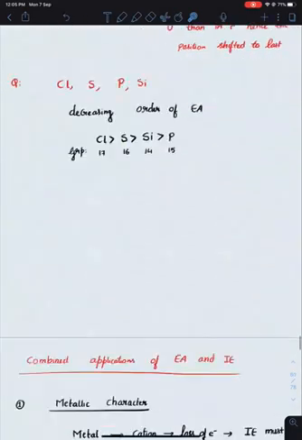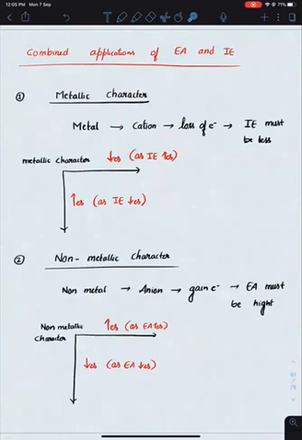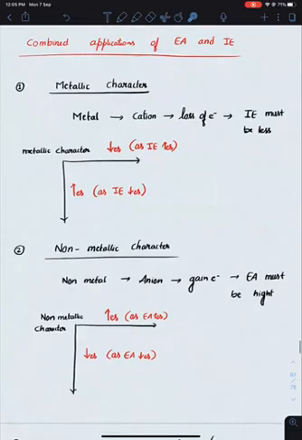Then we have seen combined applications of electron affinity and ionization energy. What is meant by a metal? A metal is characterized by loss of electrons. Loss of electrons means you are removing electrons, so the property to concentrate on is ionization energy. Left to right, as ionization energy increases, metallic character decreases. Top to bottom, as ionization energy decreases, metallic character increases.